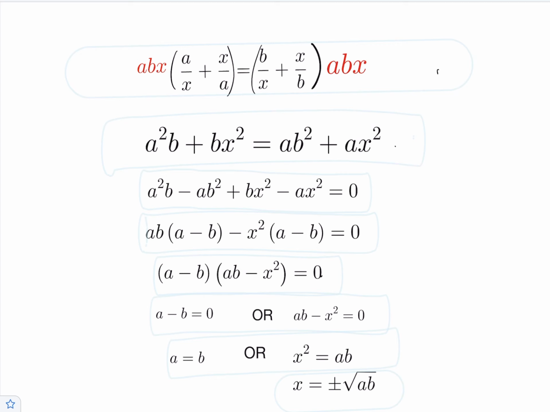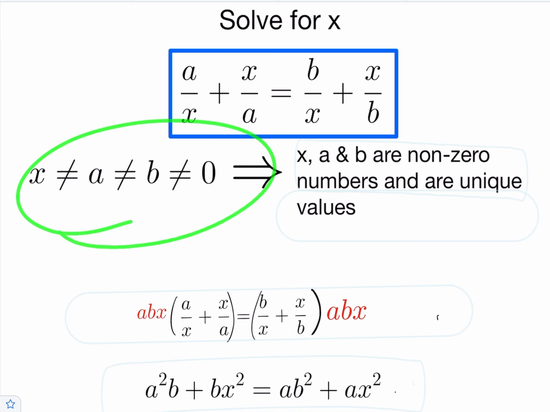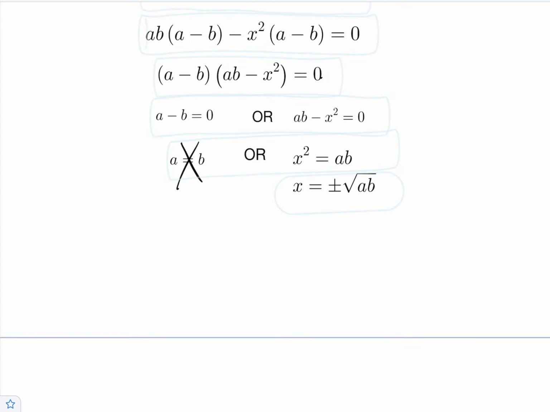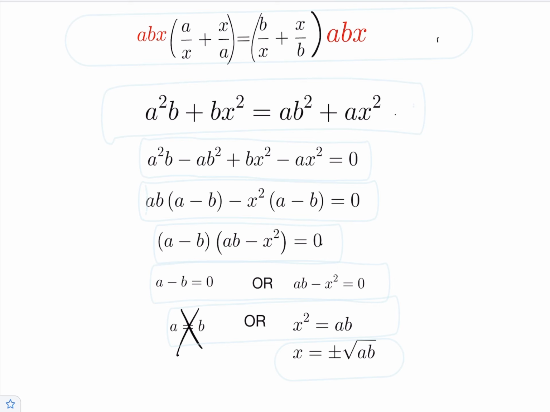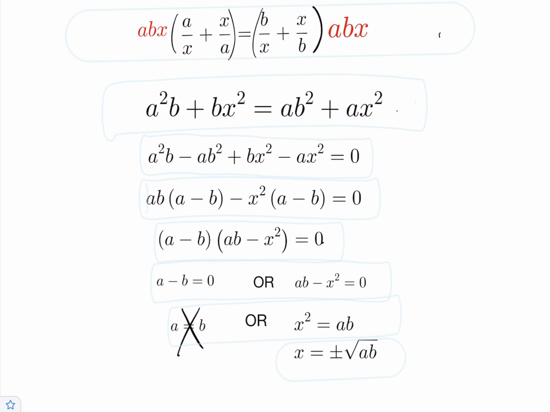Now in this situation here, we have the conclusion that a cannot equal b. If you go back to our original assumptions here, we had that the a, b, and x values were all not equal to one another and not equal to 0. So if we're taking a look here, we can't have the situation that a equals b. So the solution to this is x equals plus or minus the square root of ab.